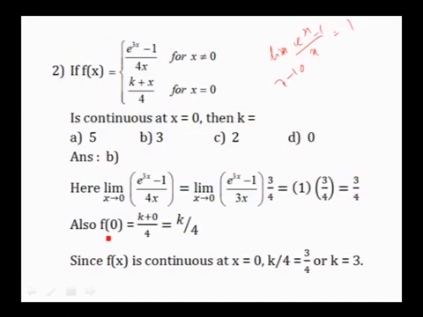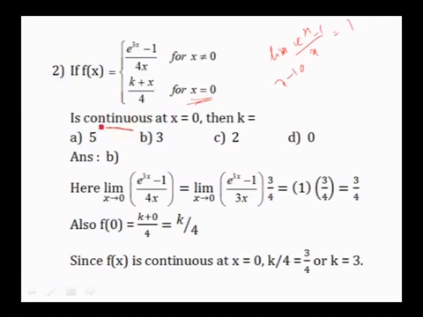ಸೊ f(0), ಈ k plus x by 4 ನಲ್ಲಿ x ಇದ್ದಲ್ಲಿ 0 ಹಾಕಿ. Because when x equals 0 you get f(0) equals k plus 0 by 4, which is k by 4. So these two must be equal, since he has given that it is continuous.